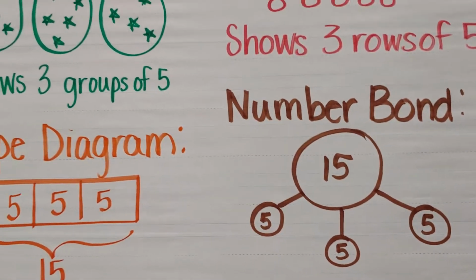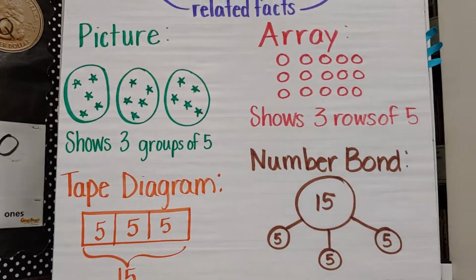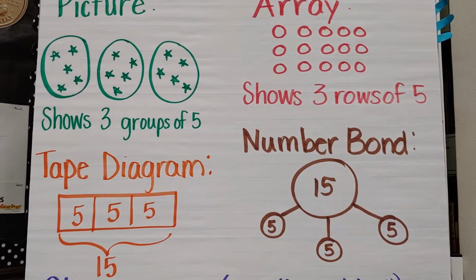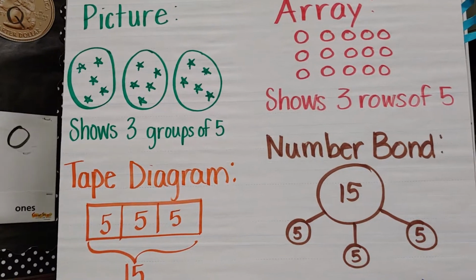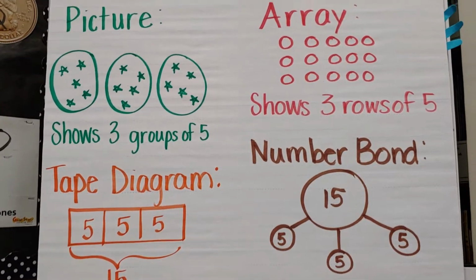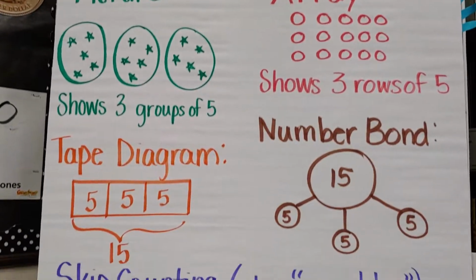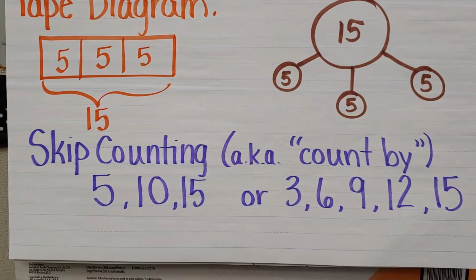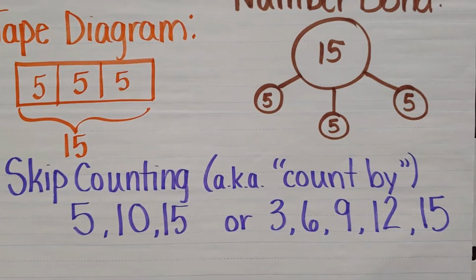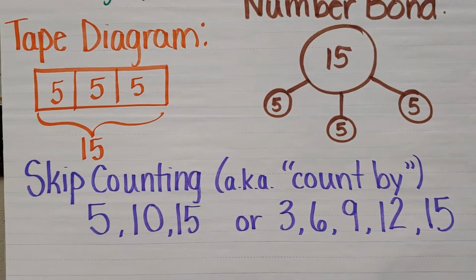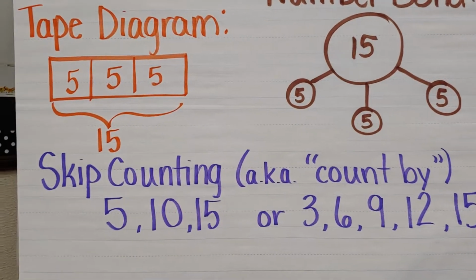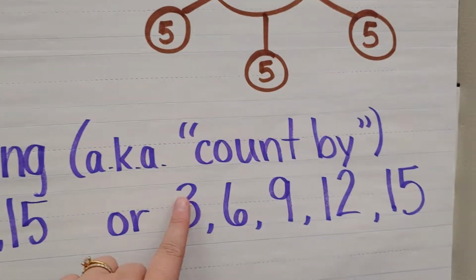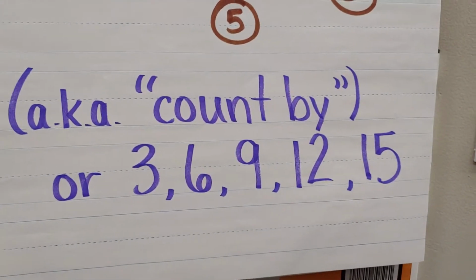We do use those words number of groups and size of the groups quite frequently in class. Each problem contains one of each of those. There's always a number of groups and there's always a size of the groups. And then the other thing we teach to help with multiplication is skip counting, sometimes referred to as a count by. For this problem, 3 times 5 equals 15, they could count by 5s 3 times or count by 3s 5 times.